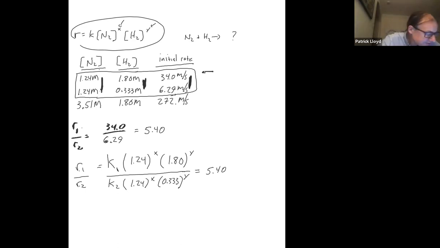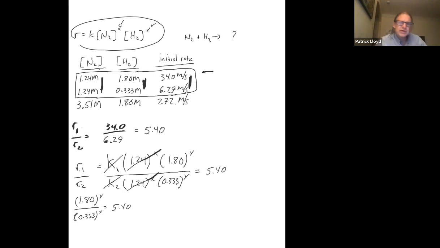Now, what's nice about this is that since K is constant, that cancels. K1 is the same as K2. And 1.24 to the X divided by 1.24 to the X, that also cancels. So now you've got 1.80 to the Y divided by 0.333 to the Y, and that's equal to 5.40.